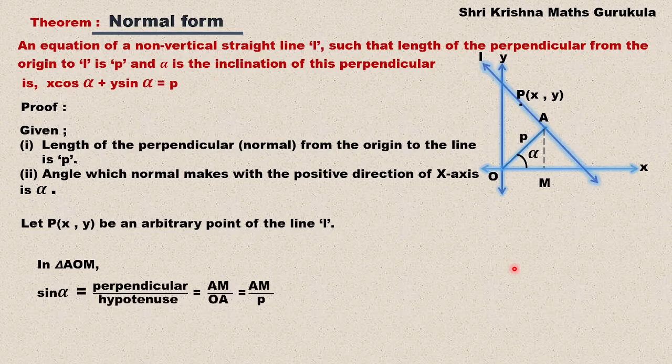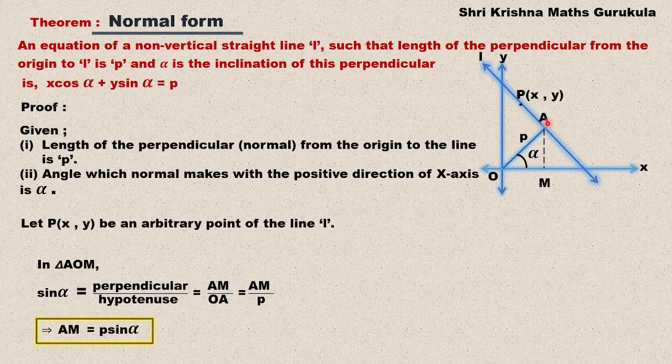Since this is a right angled triangle, we can consider sine alpha. And what is sine alpha? Opposite by hypotenuse, that is perpendicular by hypotenuse. So, AM by OA is nothing but sine alpha. And we already know OA as P, so we are substituting that. So, sine alpha is equal to AM by P, which we can rewrite as AM is equal to P sine alpha. What did we find now? We have found AM, the y coordinate of the point A.